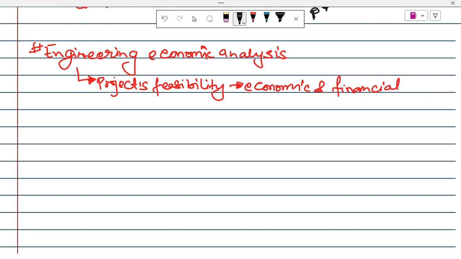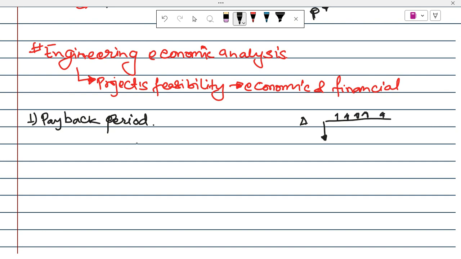Now we will talk about different methods of finding out whether the project is feasible or not. The first basic method is the payback period method. Suppose there is a project A which has a project cash flow of an investment of I rupees and it yields an annual amount of rupees.